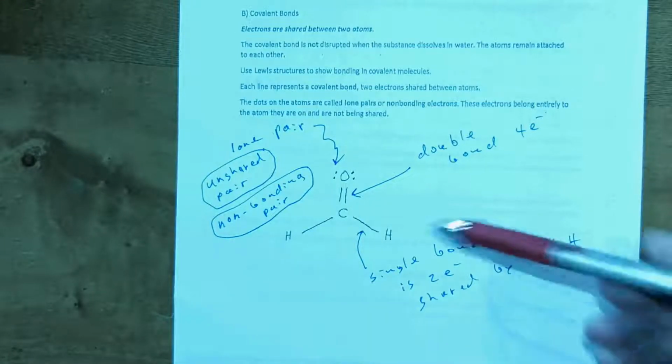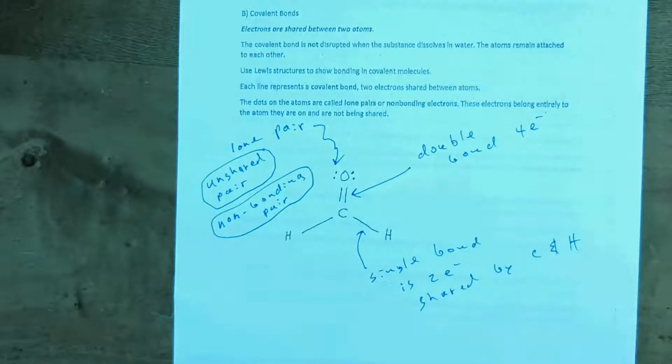You can have double bonds like this, that would represent four electrons shared between the carbon and the oxygen. You have lone pairs, also called unshared pairs, or sometimes non-bonding pairs. You see those four dots up there on the oxygen, that's a couple of lone pairs. They're not involved in bonding. Those electrons just happen to belong entirely to the oxygen atom.